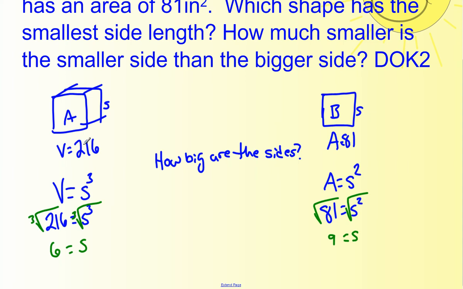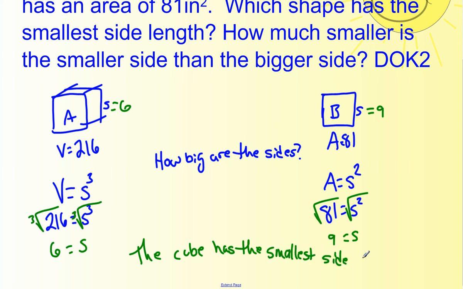So, how big are the sides? This guy, the sides are 6 big, and the square, the sides are 9 big. Question was, which shape has the smallest side length? Well, the answer is the cube. The cube has the smallest side length. Okay, answer number 1, check.